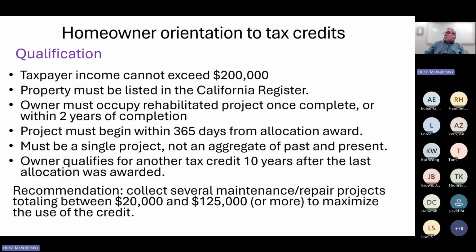So the recommendation would be to collect several maintenance and repair projects totaling between $20,000 and $125,000 or more to maximize the use of the credit. This is a good opportunity for homeowners to do energy upgrades and update infrastructure. It's really good to be used as that.